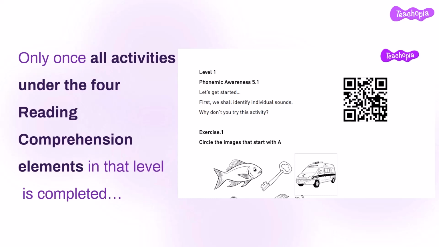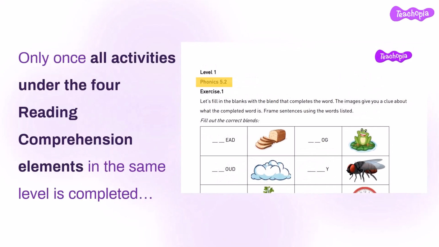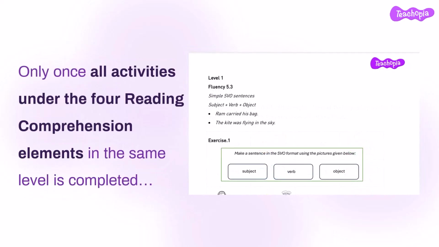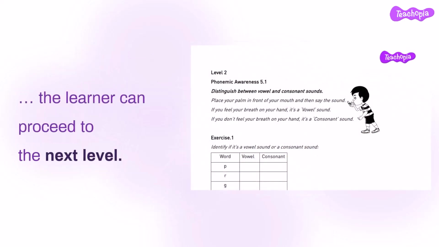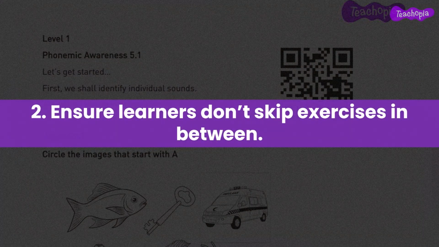They should complete all 4 elements of reading comprehension, which are phonemic awareness, phonics, fluency, and reading comprehension, before advancing to the next level. 2. Ensure learners don't skip exercises in between.